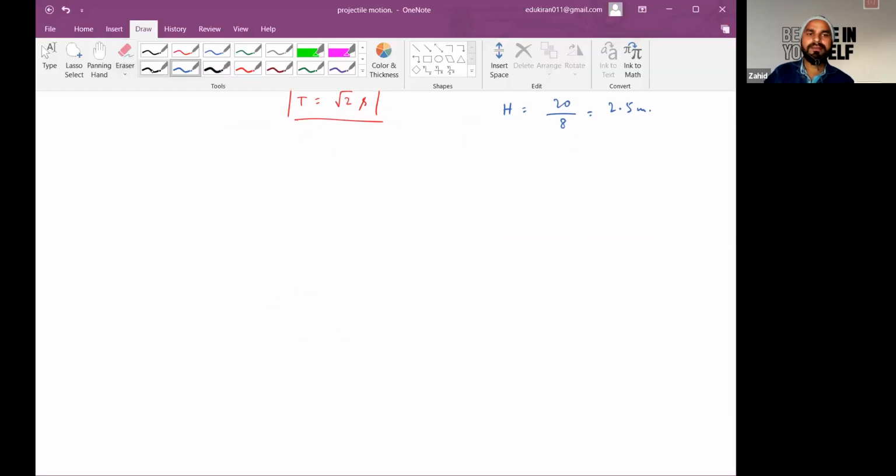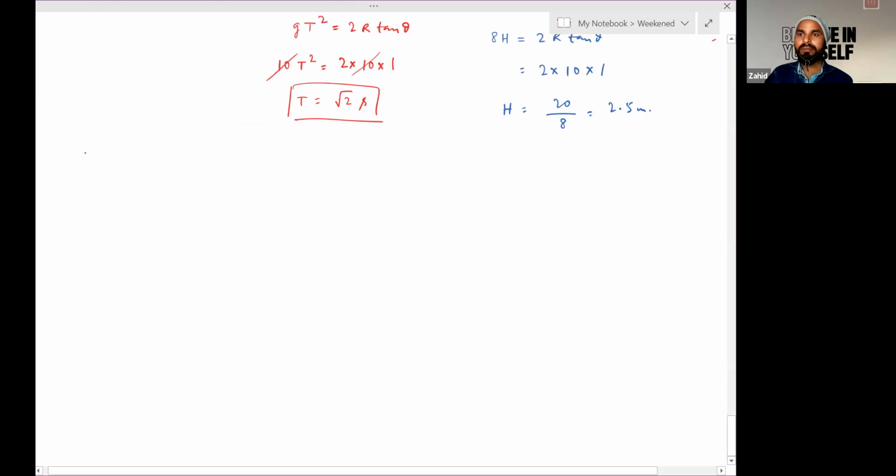Now, next we have to define some more relations on the basis of complementary angles. So next is the relationship on the basis of complementary angle.